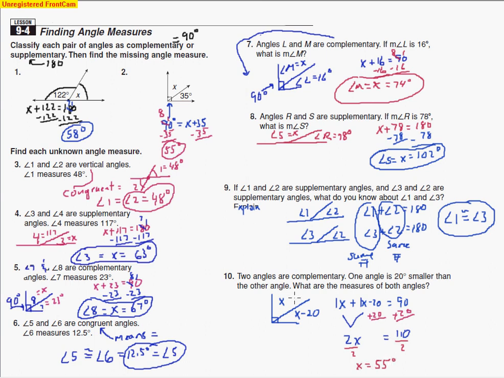So I know that this value is 55 degrees. Well, this other value would be 55 minus 20, which would give me 35 degrees. So I know that the smaller angle is 35, the larger angle is 55. And note that 55 plus 35, they add to make 90, so it does end up working out. So what are the measures of both angles? Well, one's 55 degrees, the other is 35 degrees.